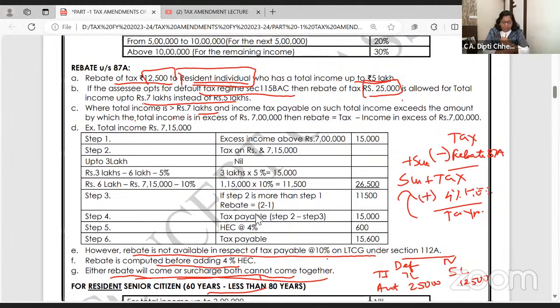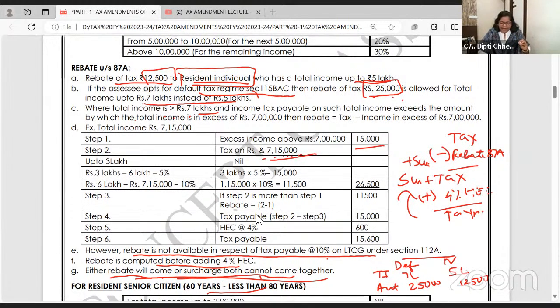So now rebate is allowed in the 115 BAC default tax regime. If your income is up to 7 lakhs, you can claim a rebate of 25,000. There's a concept of marginal relief and unutilized basic exemption, which is already covered in some other lectures also. But why I'm discussing it here is, suppose your total income exceeds 7 lakhs by just a little amount.